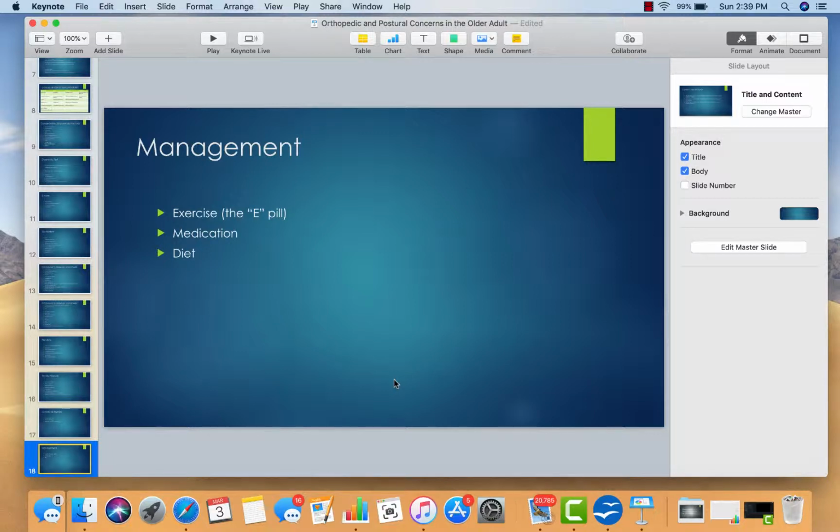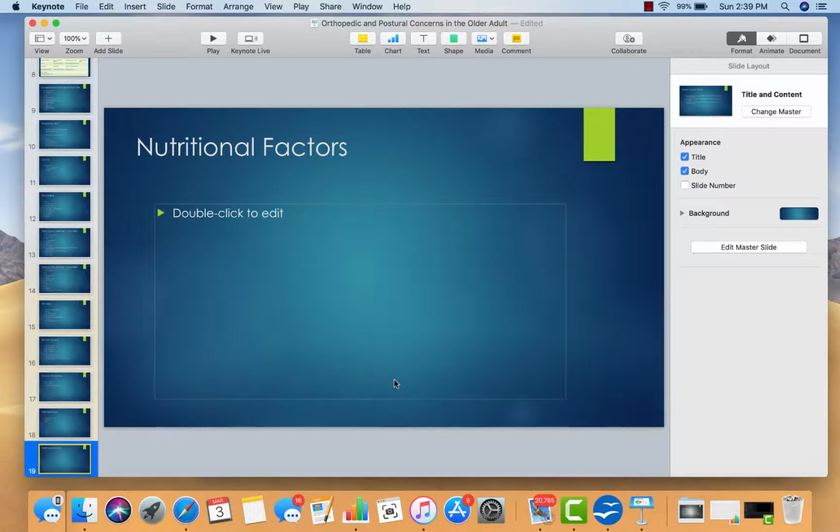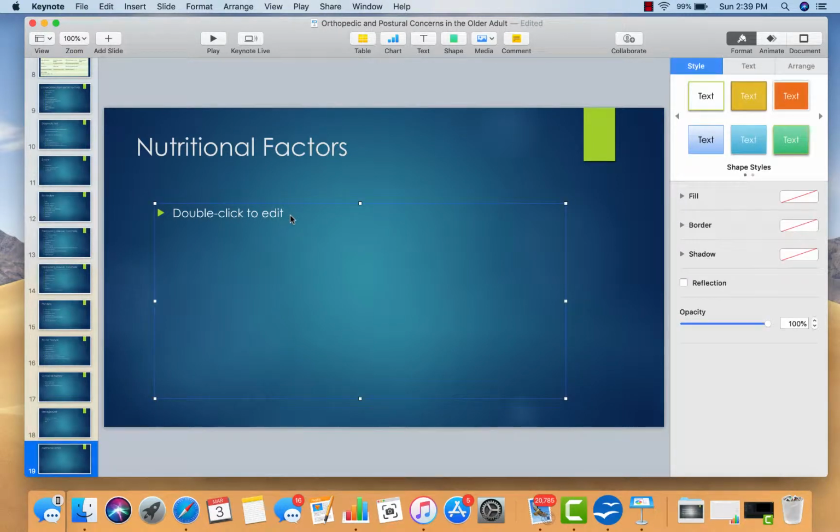Management: exercise, called the E-pill. Medications are various different medications for osteoporosis, and diet, things rich in calcium, vitamin D. Nutritional factors. So things that are rich in vitamin D. This is kind of meant to be a discussion point, so think about those. But basically, things rich in vitamin D, things rich in calcium.